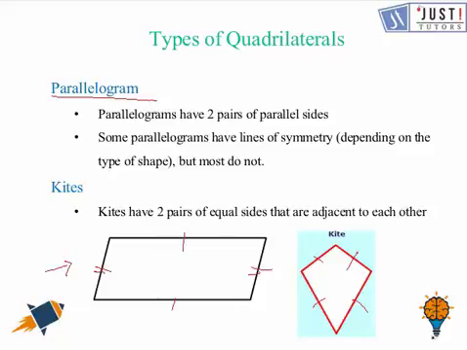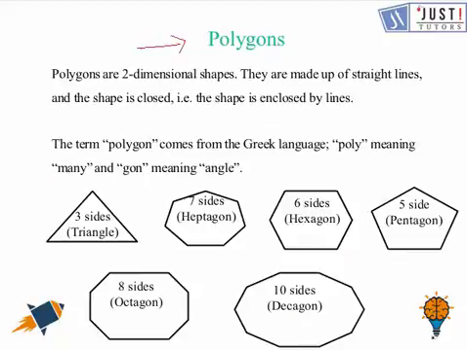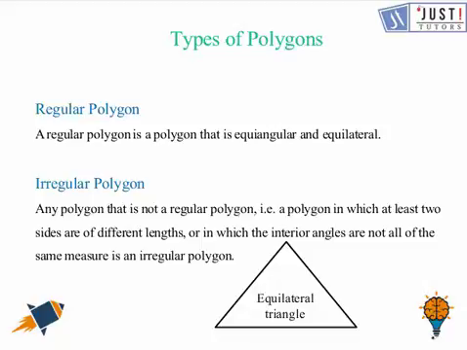Now we move ahead and we are going to learn about polygons. So as we have already discussed, polygons are two-dimensional shapes. They are made up of straight lines and they are always closed. Or we can say in short, the shape enclosed by lines is a polygon. So basically polygons are further classified as regular polygon and irregular polygon. A regular polygon is a polygon that is equiangular and equilateral. That means all the angles are equal as well as all the sides are equal.